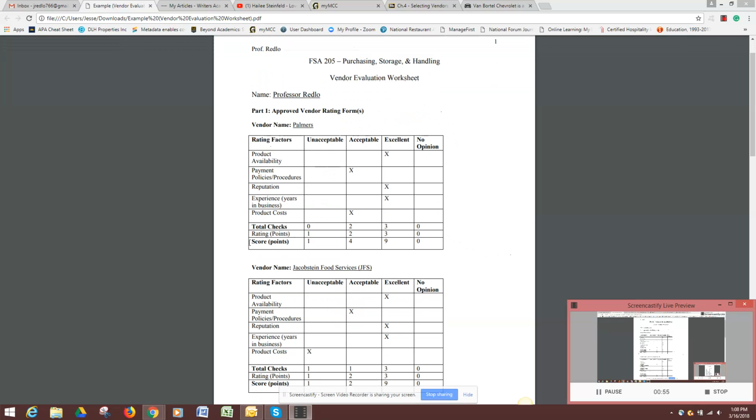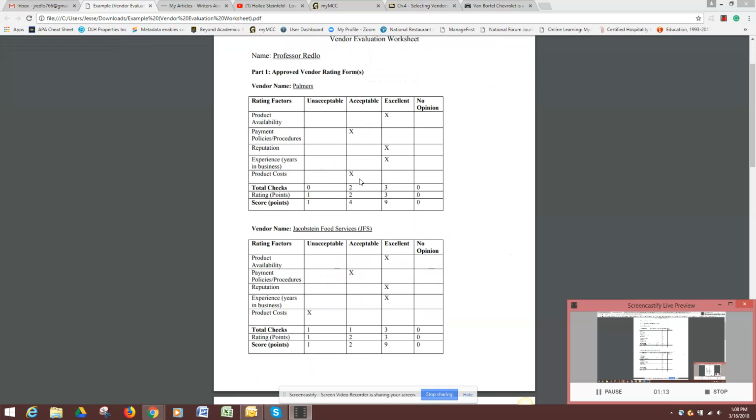In terms of product availability, I believe them to be excellent. Their payment policies and procedures are pretty straightforward, so I would call that acceptable. They have a very good reputation among many professionals in the area. They've been in business for a number of years and have very good experience, and their product costs are right around typical for the Rochester area.